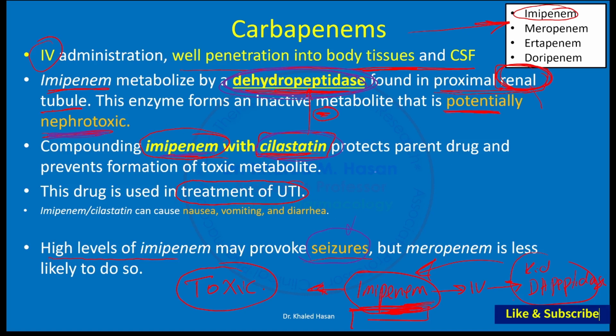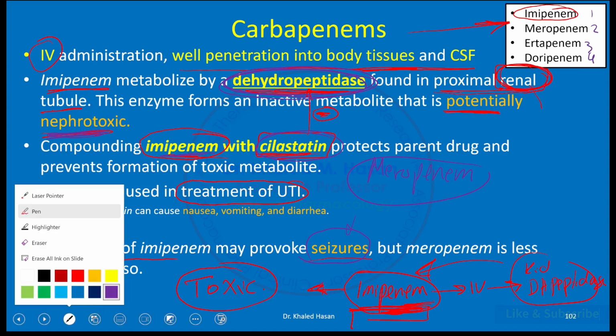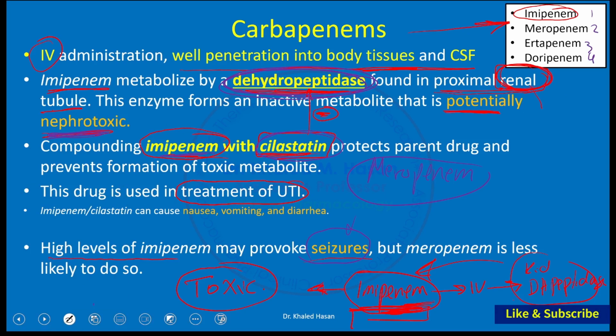For this reason, they developed a medication called meropenem. So with meropenem, we have two advantages. Number one, it is not metabolized by dehydropeptidase. Number two, this medication does not cause seizure. So we have two advantages for meropenem if you compare it with imipenem.